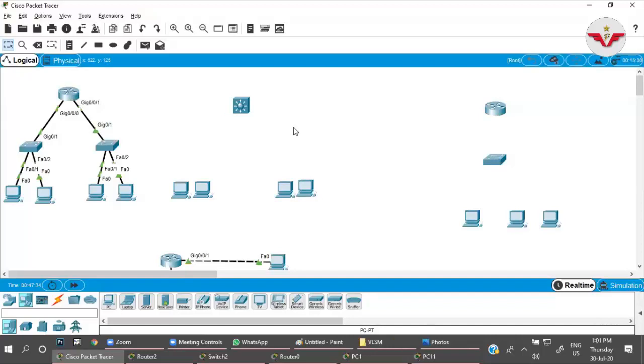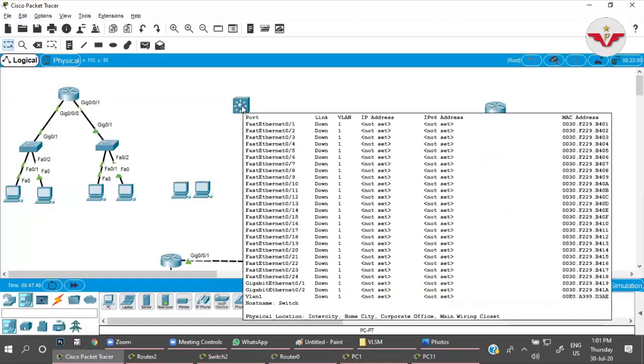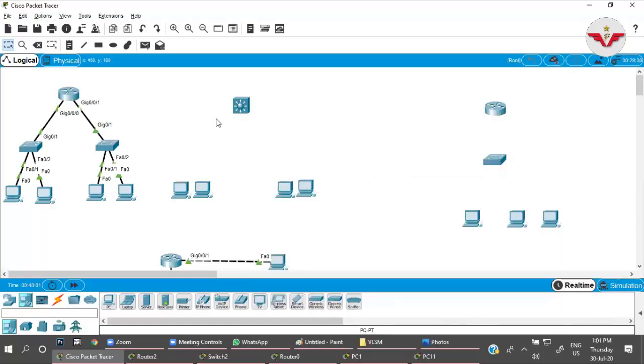How will you tell that this is a layer 3 switch and this is a layer 2 switch? Very good question. First of all, the hardware configuration of the layer 2 switch and the layer 3 switch is completely different. Whenever it comes to the layer 3 switch, the name of the switch will be different. It will be layer 3 switch.